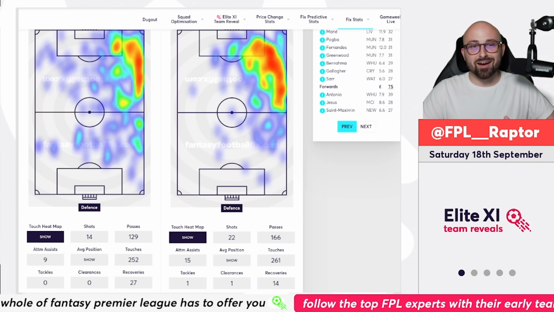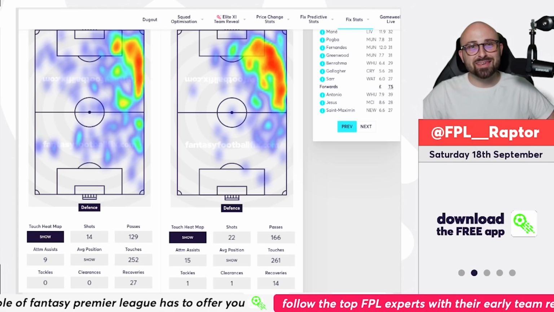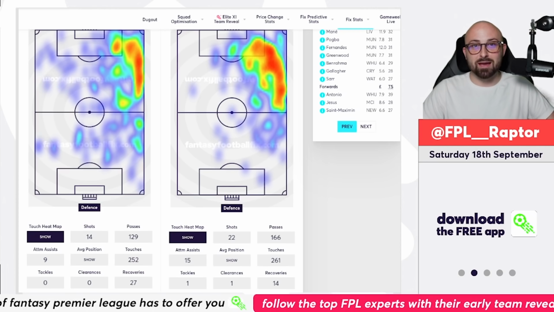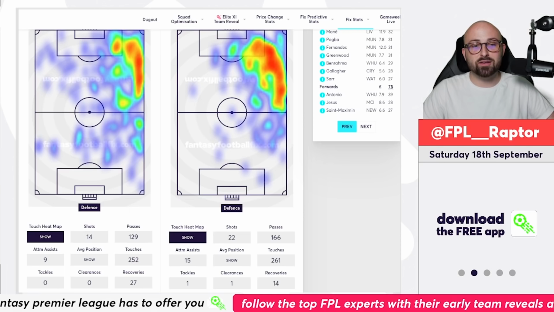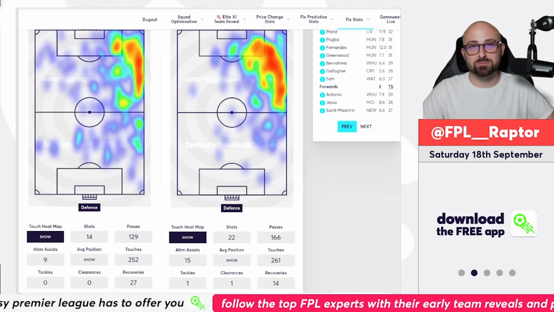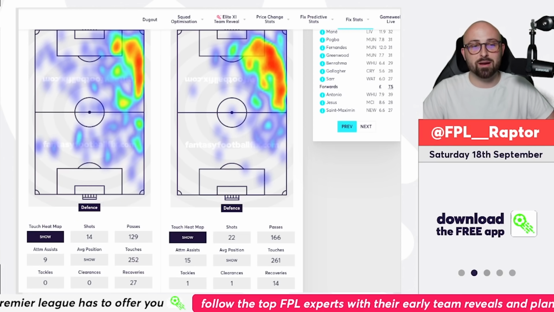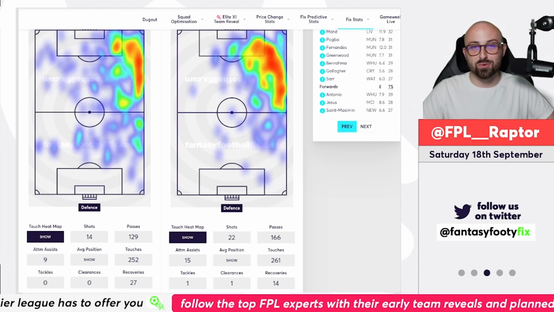So I'd like to test your knowledge, and I'll do a little bit of a guess game here. I've got 2 heat maps on screen, 2 touch maps. What I'd like you to do is try and guess which 2 touch maps I'm looking at. Which 2 players am I comparing here? On the left and on the right. So pause the video, have a little guess.